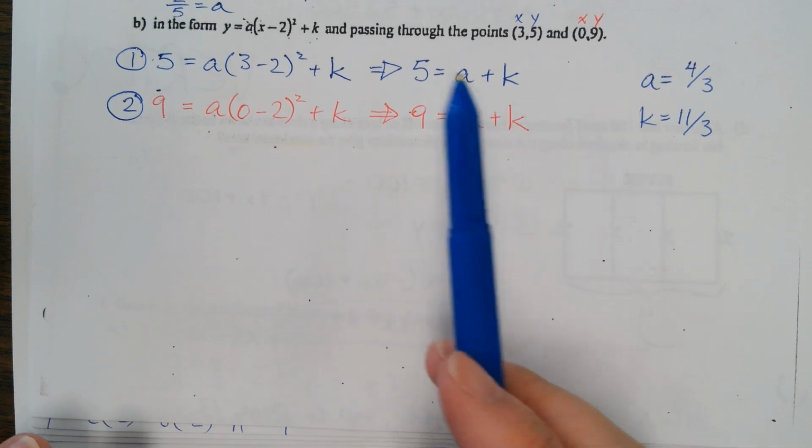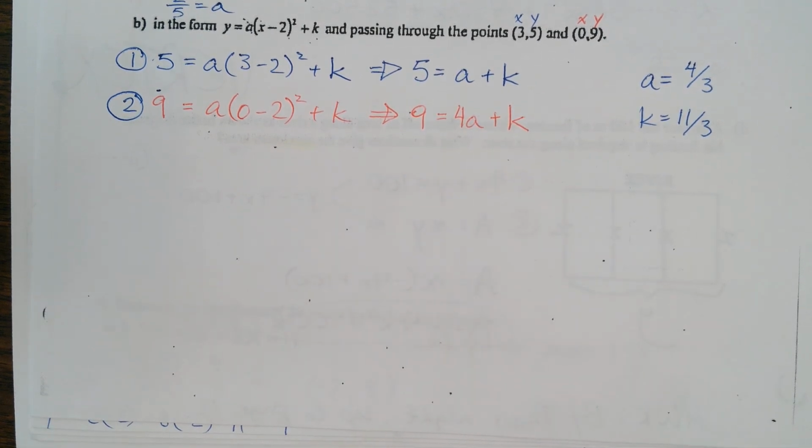Okay, so 2 equations, 2 unknowns. Solve it using those methods, and then you should get those as your answer. All right, but it's a tricky question. If you got it, good for you.